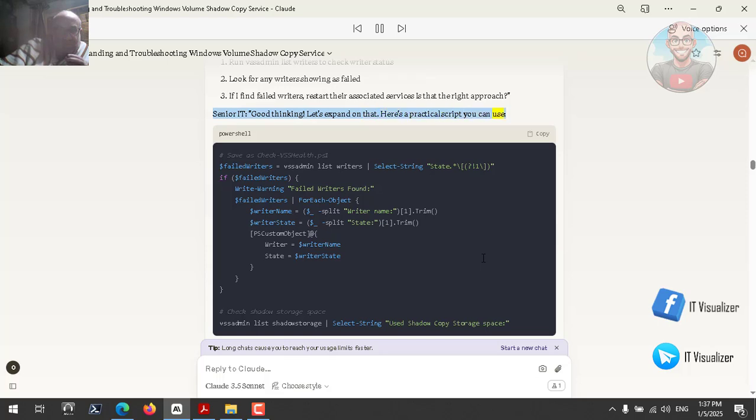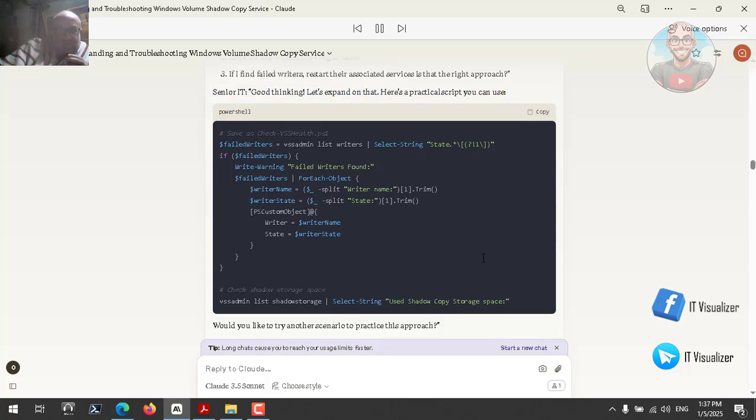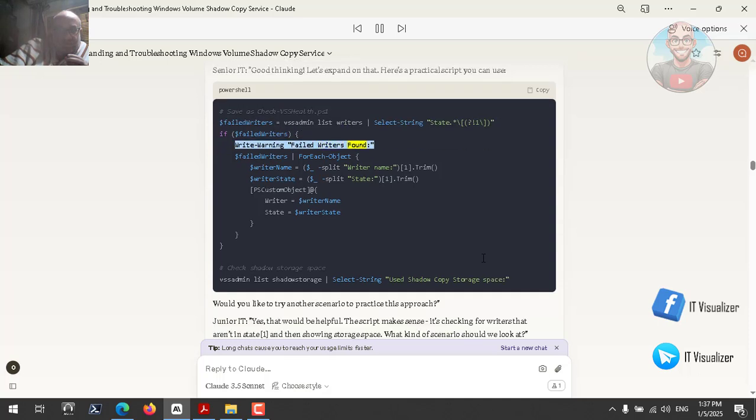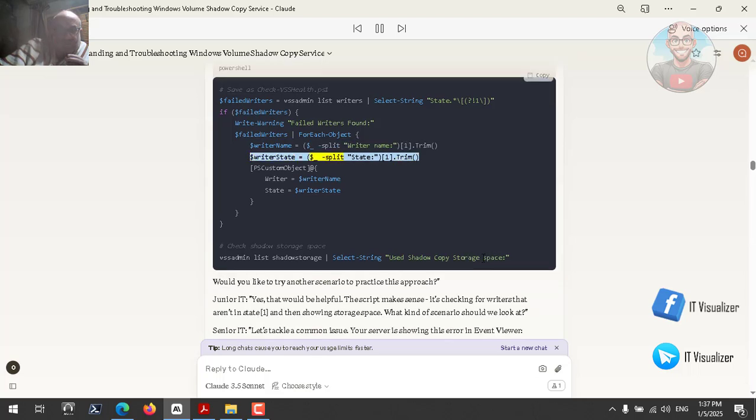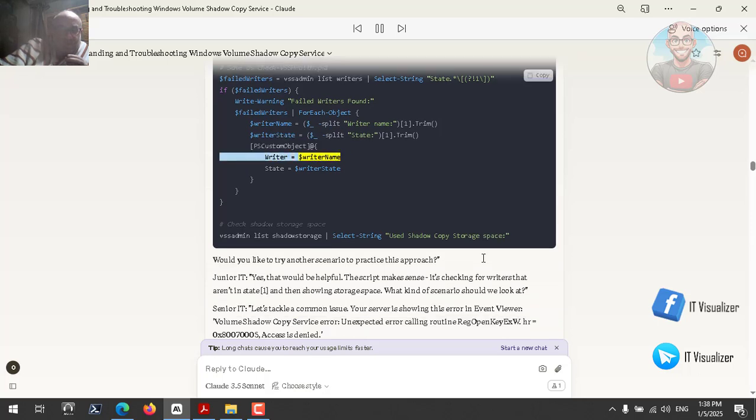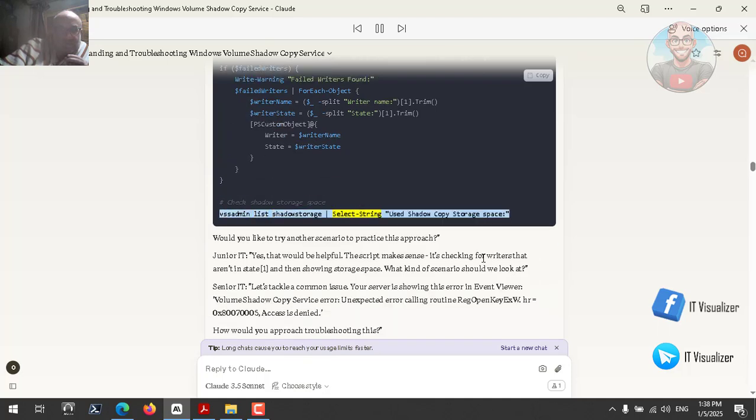Here's a practical script you can use. PowerShell: save as Check-VSSHealth.ps1. $failedWriters = vssadmin list writers | Select-String "State:.*Failed". If $failedWriters, Write-Warning "Failed writers found:". $failedWriters | ForEach-Object { $writerName = $_.Split(':')[1].Trim(); $writerState = $_.Split(':')[1].Trim(); [PSCustomObject]@{Writer = $writerName; State = $writerState} }. Then check shadow storage space: vssadmin list shadowstorage | Select-String "Used Shadow Copy Storage space".